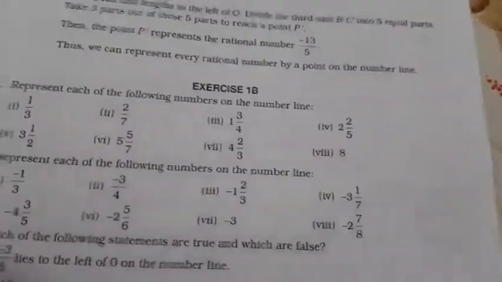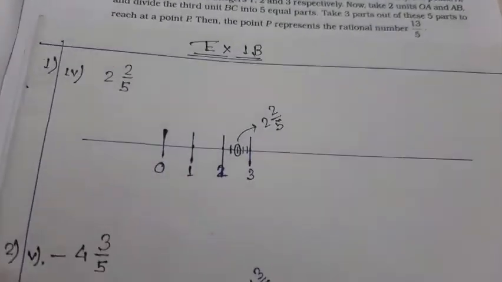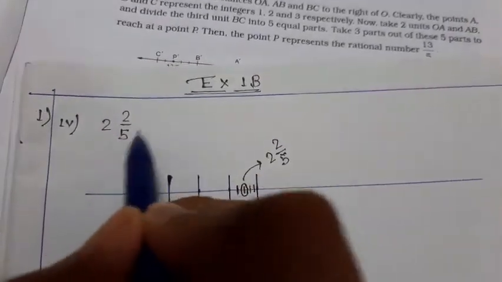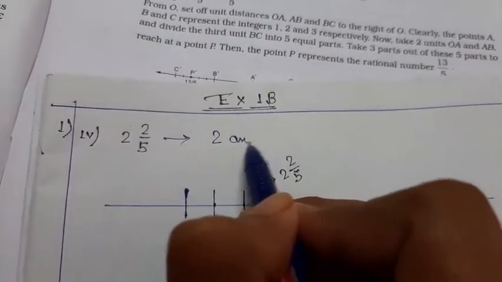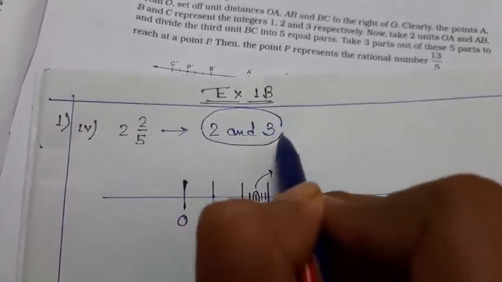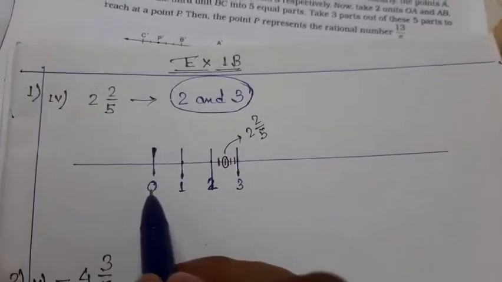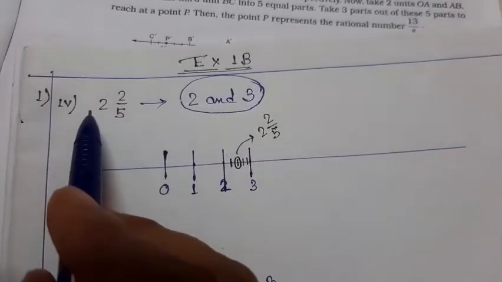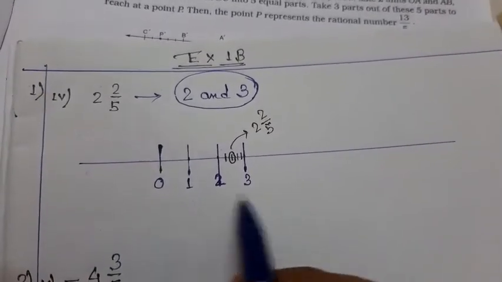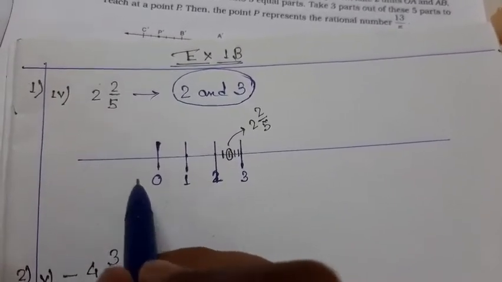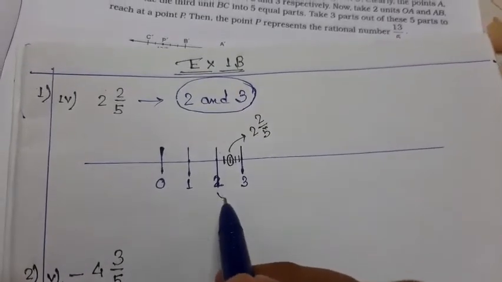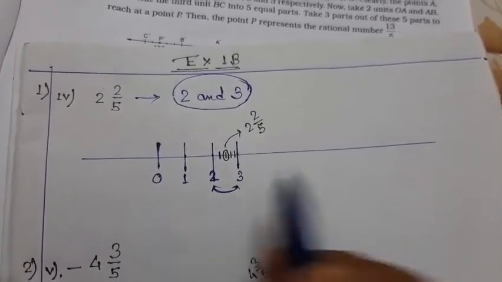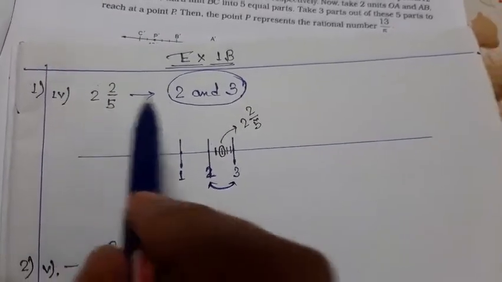Now in exercise 1b, I will explain two sums, one positive rational number and one negative rational number. See, this one, 2 by 5. So this number is between 2 and 3. And you have to know it is positive. So we draw only the right side of 0 because we don't need the negative side. So 0, 1, 2, 3, because we have to draw between 2 and 3. Because it is greater than 2 but less than 3.